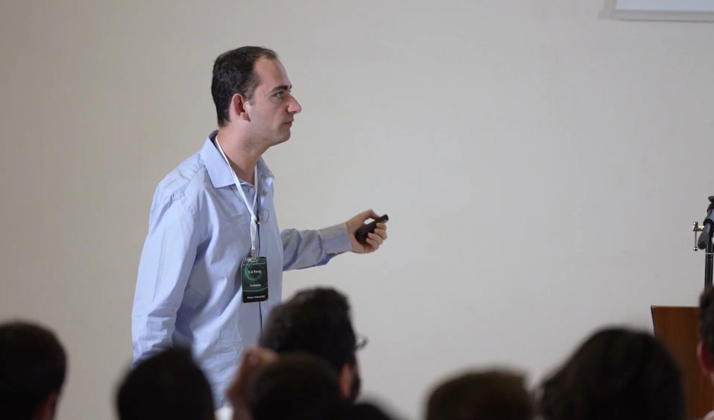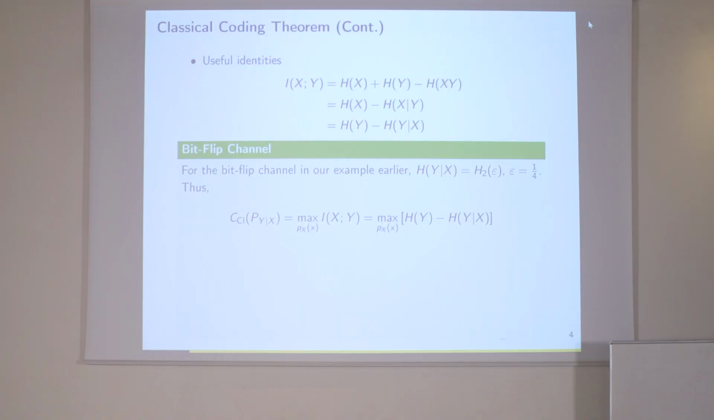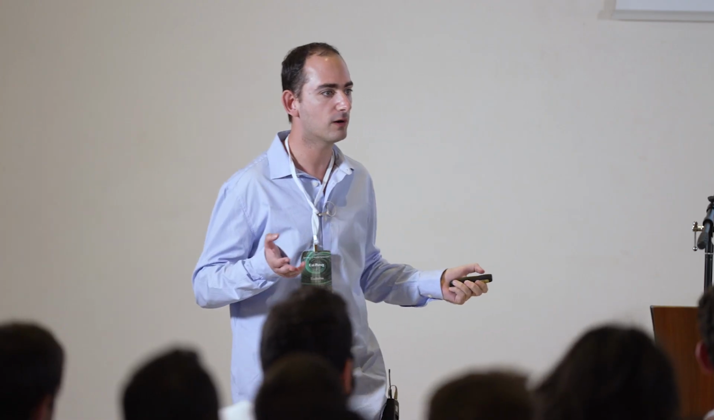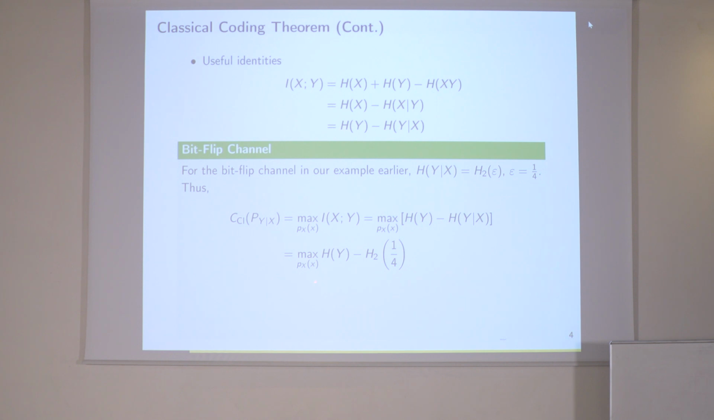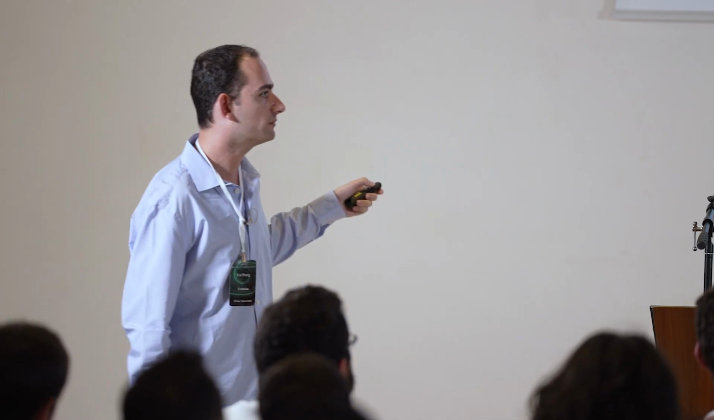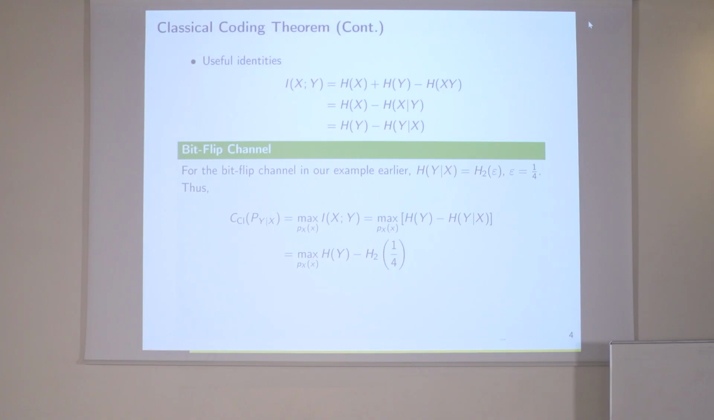It's the entropy of Y minus the conditional entropy of Y given X. But if the channel flips the bits with probability 1/4, the conditional entropy is equal to H2, the binary entropy function, for the value of 1/4. And then I am left with the maximum of this entropy. The maximum entropy is also the entropy of a bit. Okay, it's binary, so it is equal to 1. What do we get? We get 1 minus H2 of a quarter.